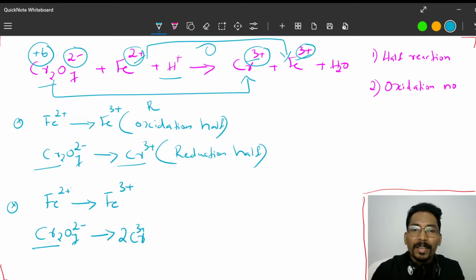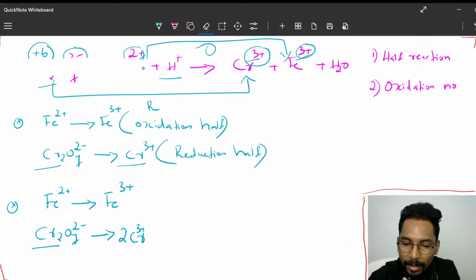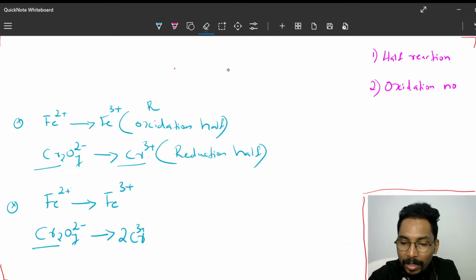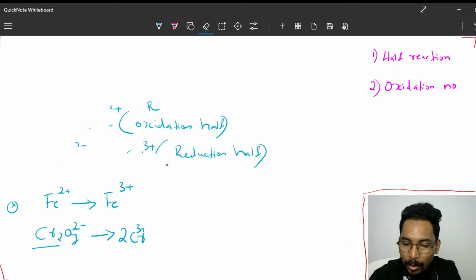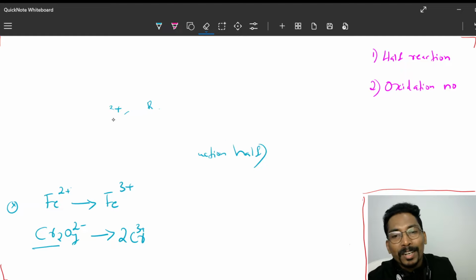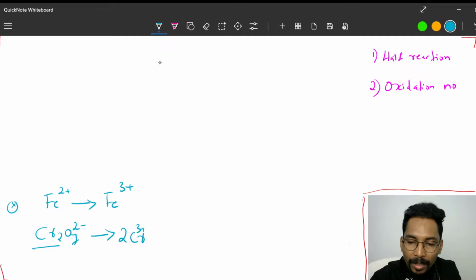In the next step you have to add electrons. So you know, oxidation means losing electrons, reduction means gaining electrons. So you have to mention in the equation how many electrons are lost and how many electrons are gained. That is the next step.